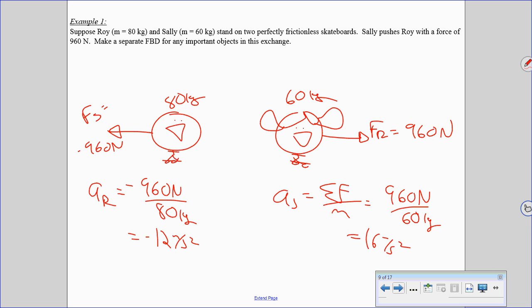Right. Here's the big question that always messes people up. Every year I get people asking me this. Why don't these two forces cancel and prevent all motion? Look, we've got 960 newtons here, 960 newtons here. Why doesn't that make a net force of zero?